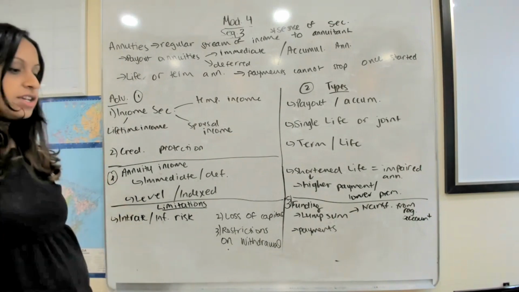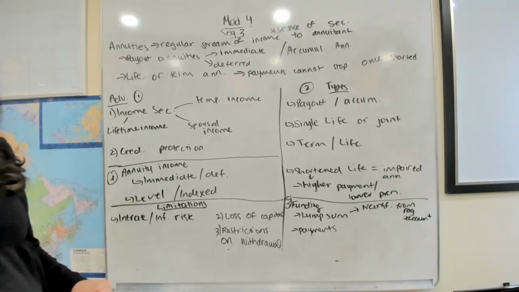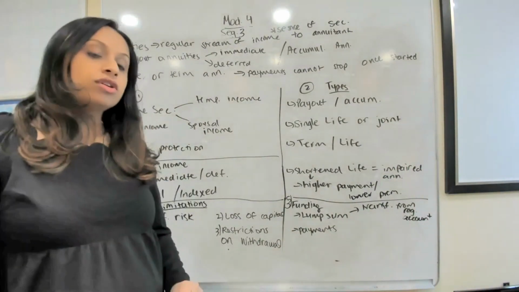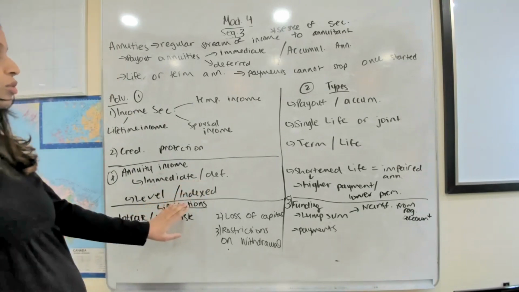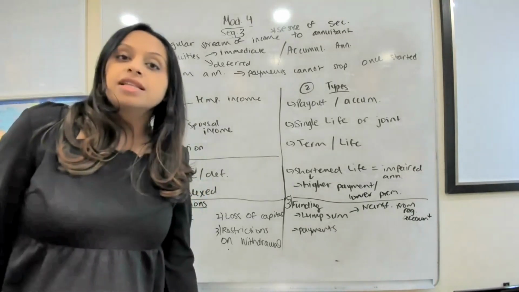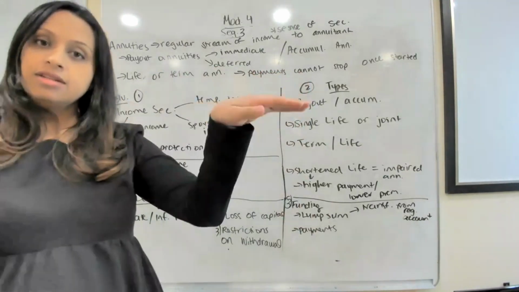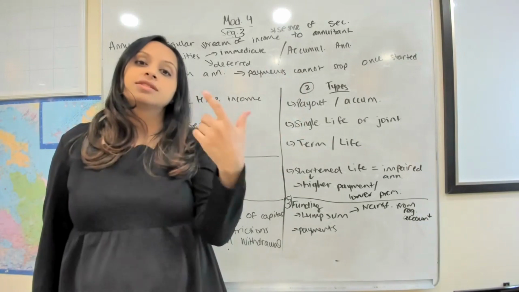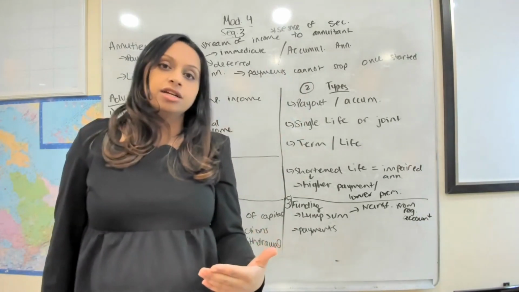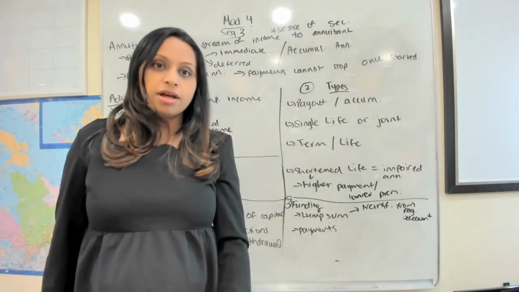Before we finish off with limitations, the income. So the income from the annuity, it could be, like we said, immediate, or it could be deferred. It could be level, or you can index it. So whenever we say level, always think of a steady, level payment. It's always the same. So if you're getting, let's say, $1,800 a month, it'll always be $1,800 a month.